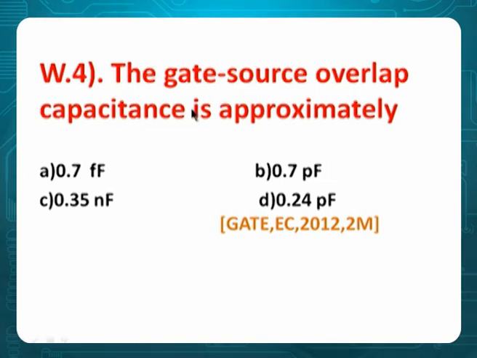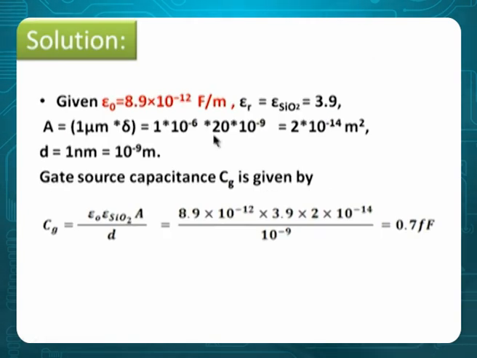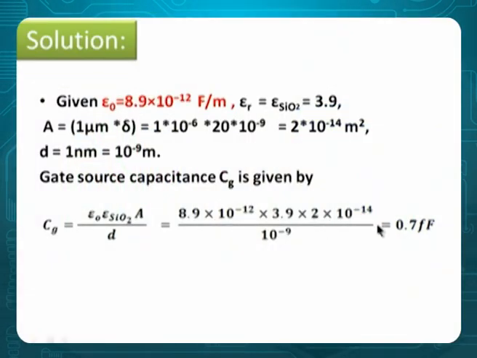Now, second problem on the same data, in our sequence it is the fourth problem. The gate source overlap capacitance is approximately 0.7 femtofarad, 0.7 picofarad, 0.35 nanofarad, 0.24 picofarad. GATE EC 2012, it is 2 marks. So let's calculate this. Solution. Epsilon naught is 8.9 into 10 power minus 12 farads per meter, and epsilon r here is of the silicon dioxide layer, it is 3.9, and the area is of course 1 micro into delta, that is the data value given here, and the distance D is 10 power minus 8. So basically what changes here is epsilon r, and then other parameters if you substitute, you will get 0.7 femtofarad. So the option is A here.